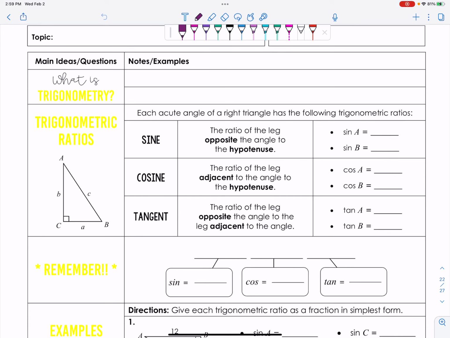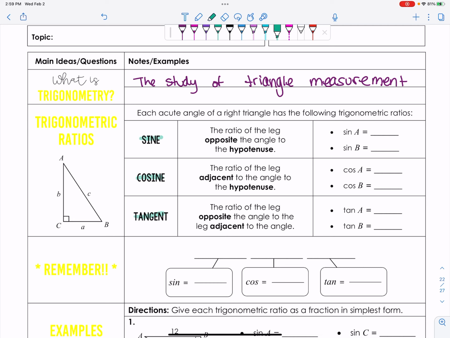In this video, we're going to talk about basic trig functions. So what is trigonometry? Trigonometry is the study of triangle measurement. There are three basic trig functions. Those trig functions are known as sine, cosine, and tangent.